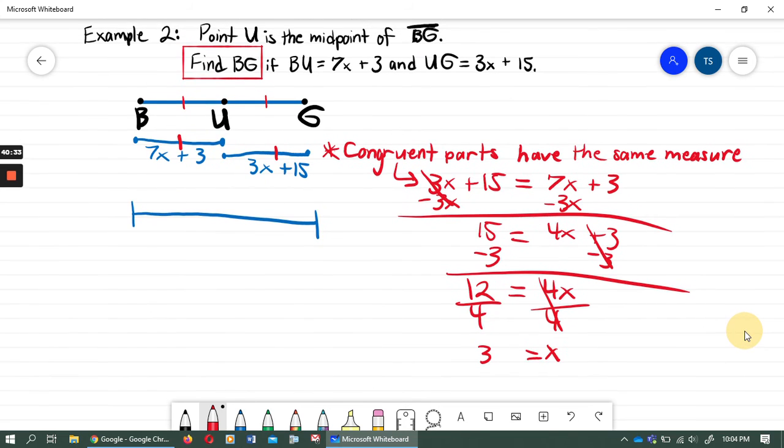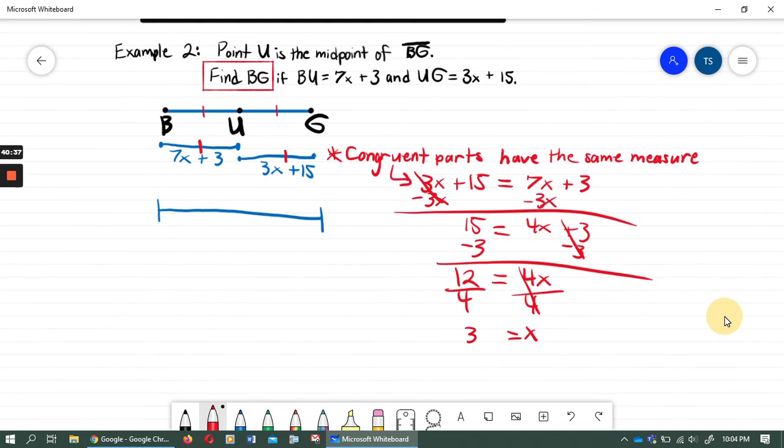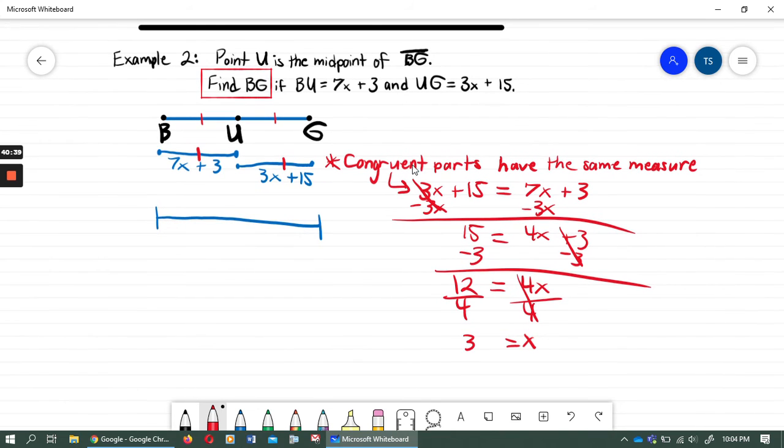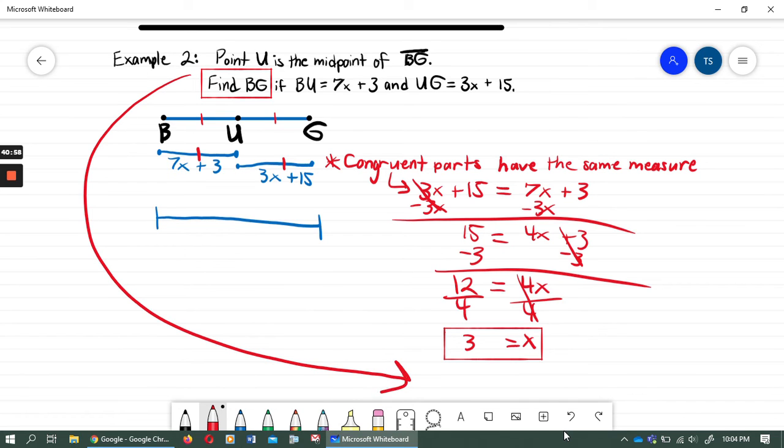Remember, folks, we're not done, because we were not asked to find x. Even though we have to find x in order for us to figure out what they're asking us to find, we were not asked to find x. We were asked to find the length of segment BG. So again, folks, let's make sure that we find what they're asking us to find: the length of segment BG.